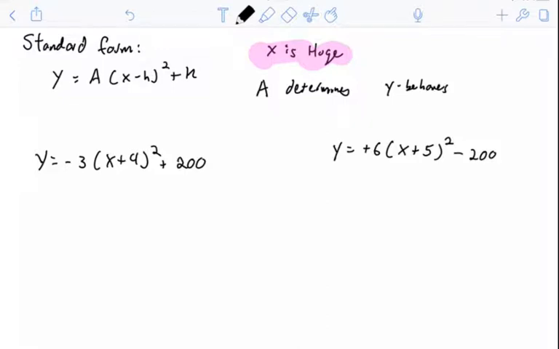Okay? But the standard form gives us an additional piece of information, a lovely, lovely piece of information. We can still think about these things as two different parts. That part and that part. This part depends on x, and this part doesn't. This part depends on x, and this part doesn't, right?